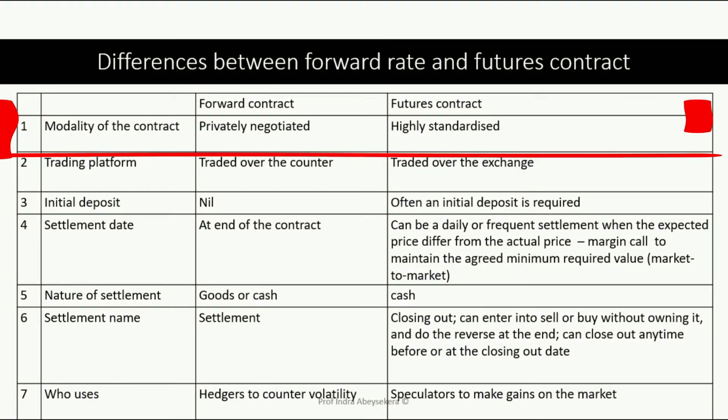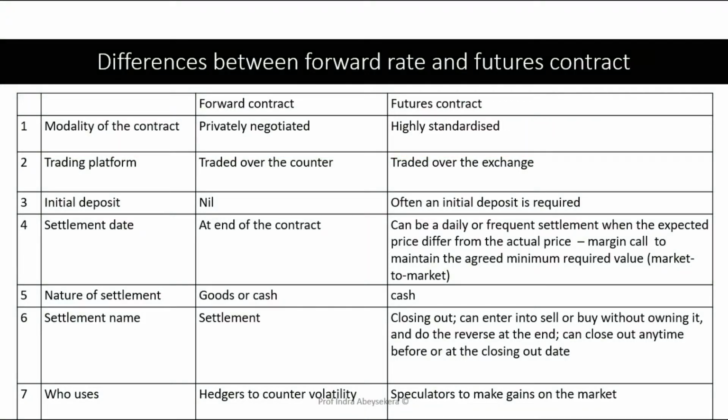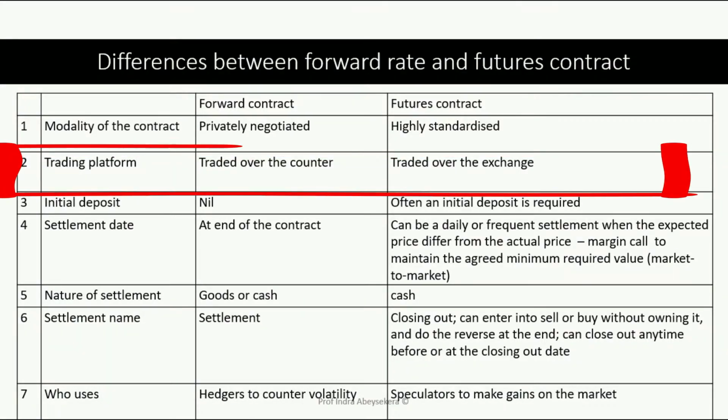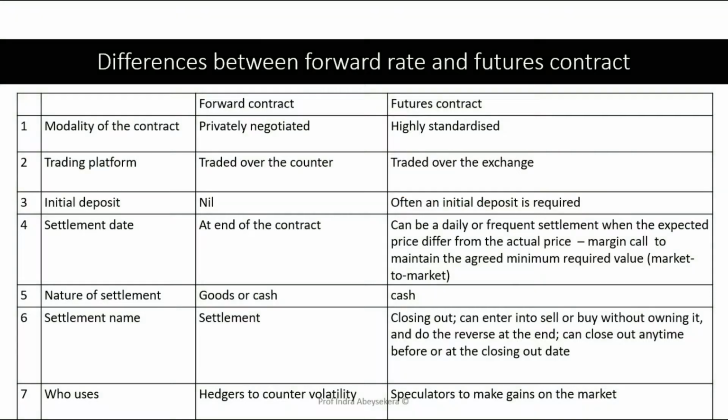First one is the modality of the contract. Under the forward contract, it's privately negotiated. Under the futures contracts, it's highly standardized. When it comes to the trading platform, it's traded over the counter, especially in a bank. When it comes to a futures contract, it's traded over the exchange, such as a futures exchange.